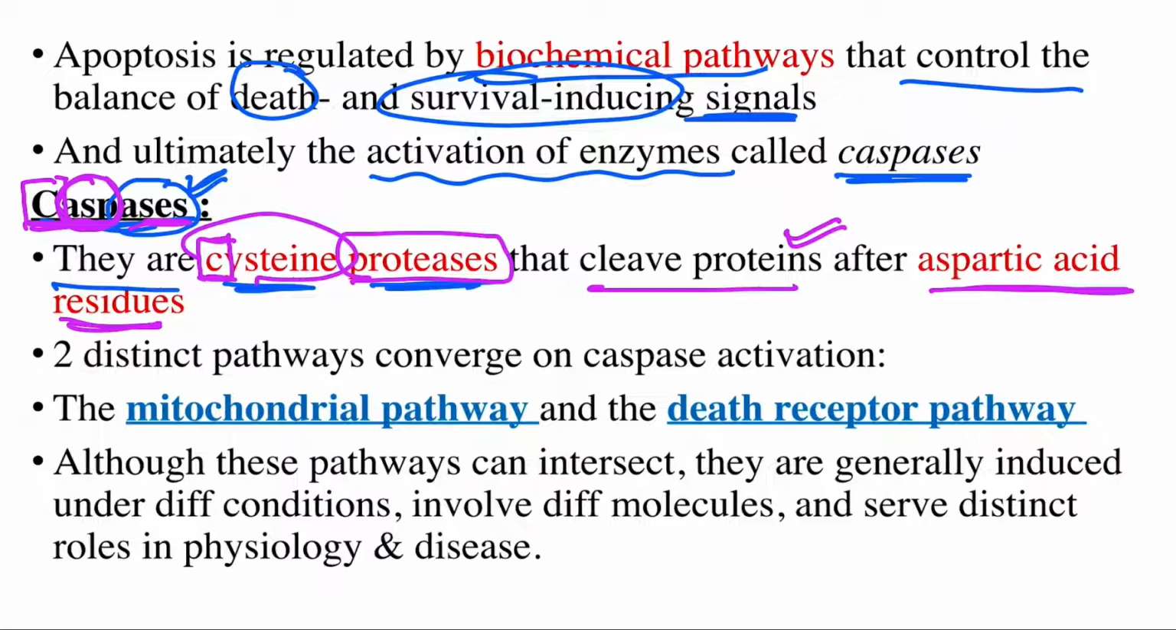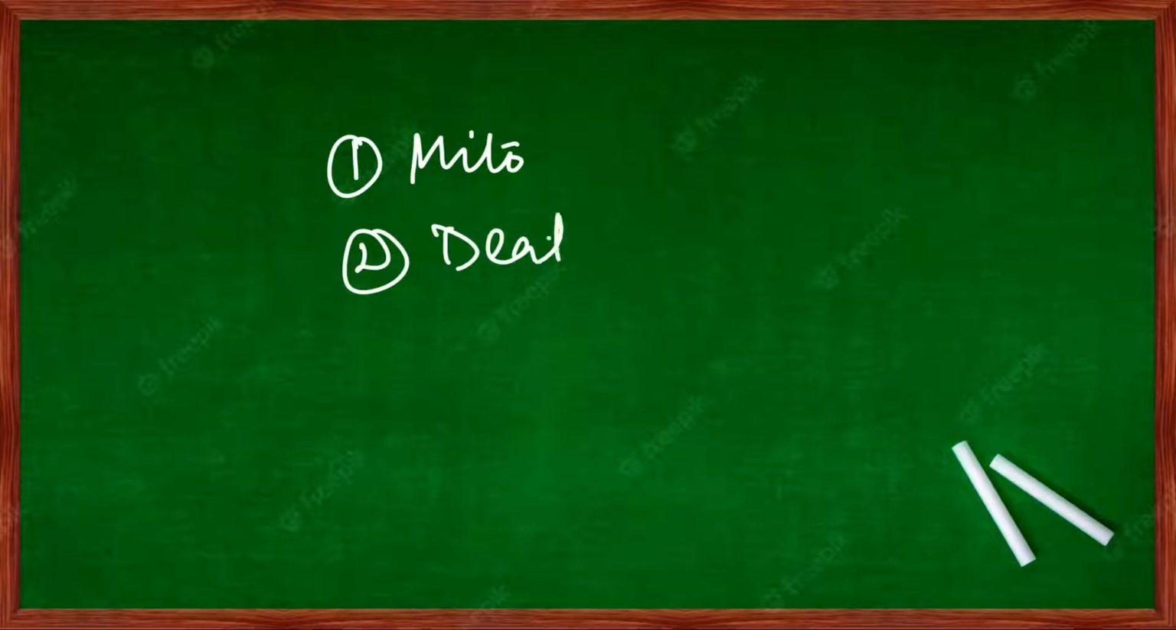Now two distinct pathways converge on caspase activation. One is the mitochondrial pathway and the other one is the death receptor pathway. One thing to keep in mind is that although these pathways can intersect, they are generally induced under different conditions and involve different molecules and serve distinct roles in physiology and pathology. So we'll be talking about the two pathways one by one. First will be the mitochondrial pathway and second will be the death receptor pathway.